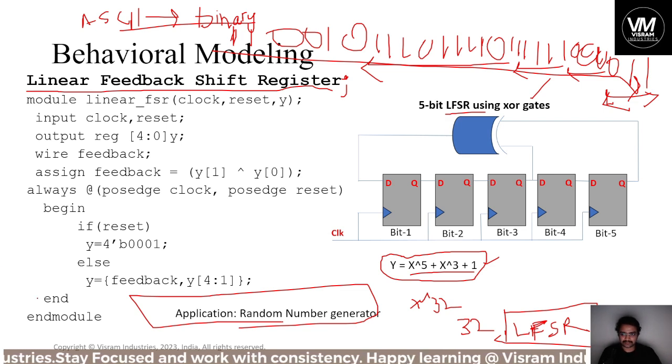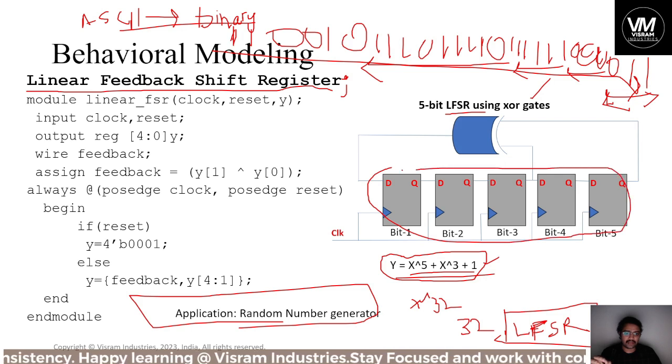So let us understand, we have a 5-bit polynomial. I have taken a random example, x power 5 plus x power 3 plus 1, and you have 5 bits of data, and for those 5 bits of data you can see the module linear FSR I have written.